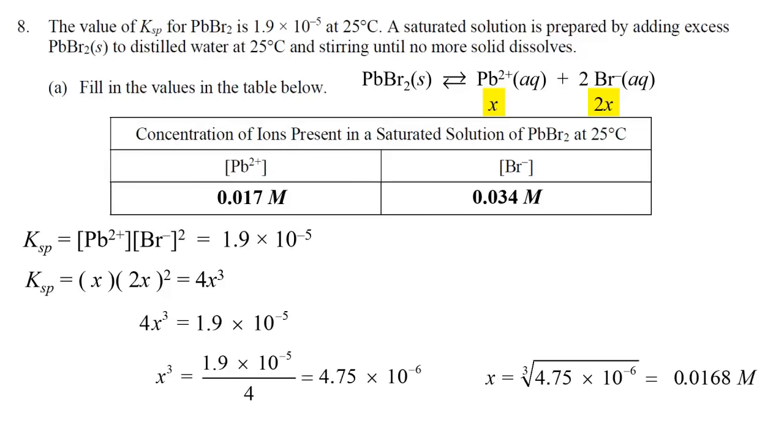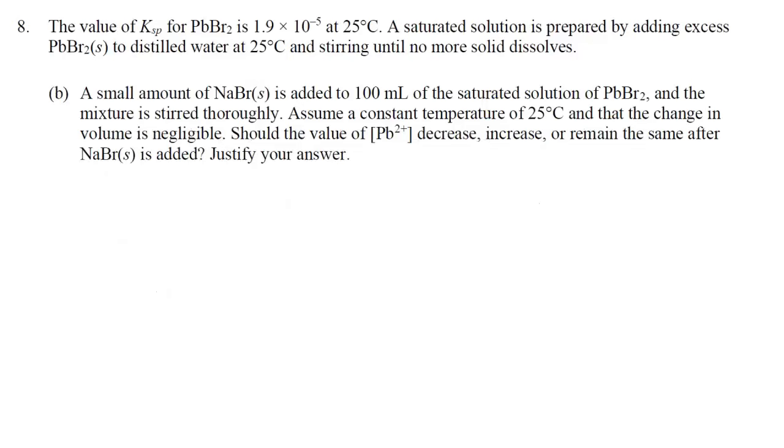Now let's take a look at part B of this question. In part B, it says a small amount of solid sodium bromide is added to 100 milliliters of the saturated solution of lead bromide, and the mixture is stirred thoroughly. Assume a constant temperature of 25 degrees Celsius and that the change in volume is negligible. Should the value of the concentration of the lead ion decrease, increase, or remain the same after the small amount of solid sodium bromide is added?